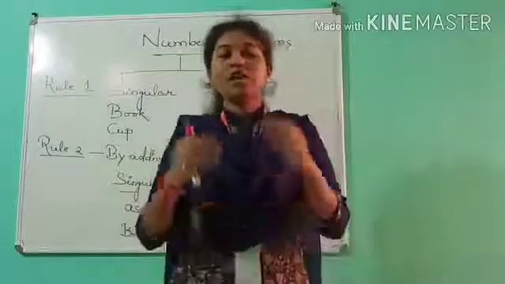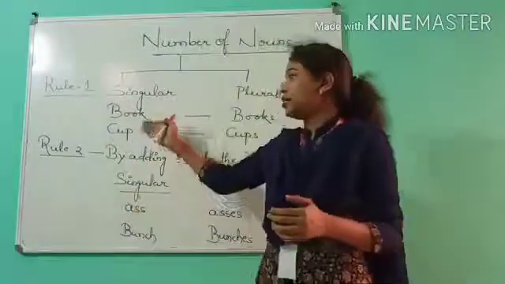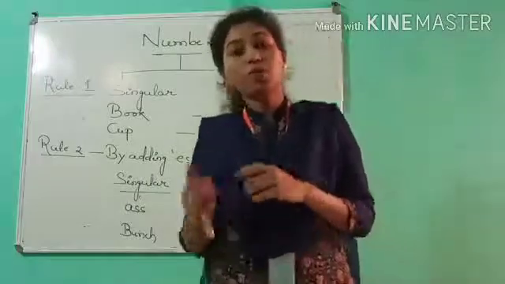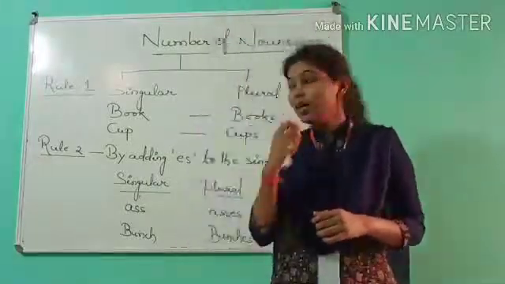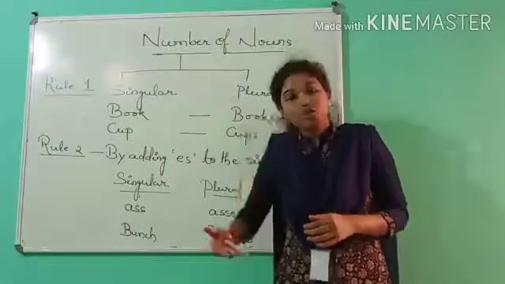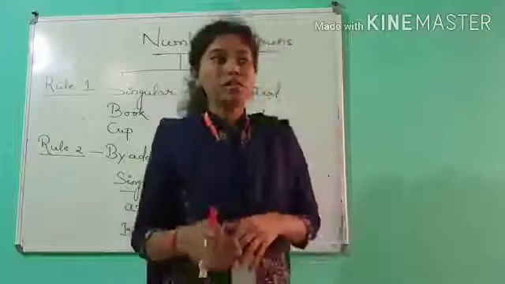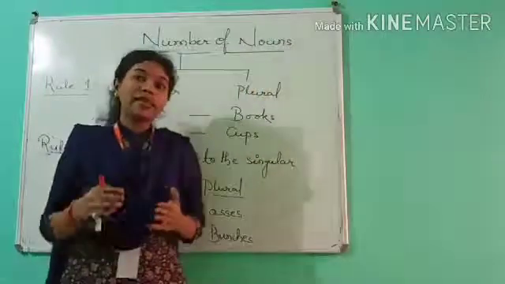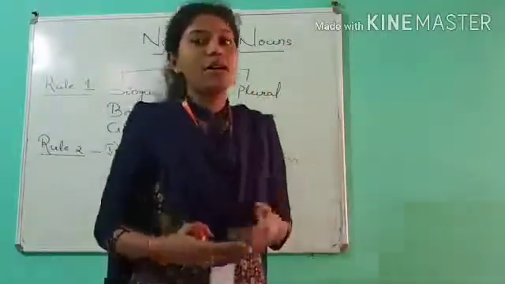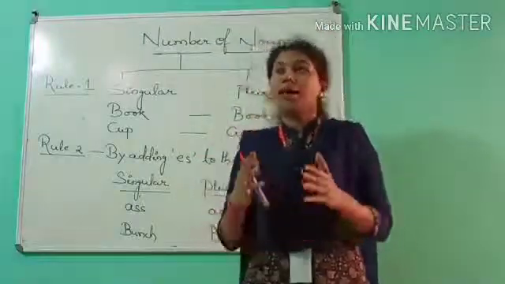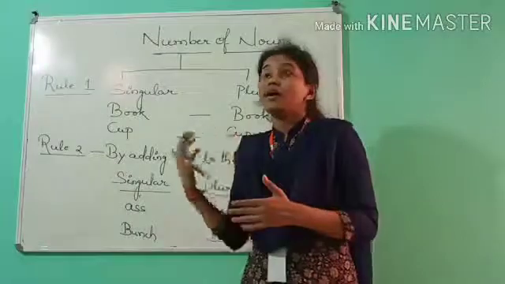For example, if I take the example of book. Book is a single book. I am talking about singular. Book is singular. Now, if I add s to it, it becomes books. That means it is more than one book. Similarly, if I say cup, then if we add s to it, it becomes cups. That is called plural. There are various rules, by adding es to it, by adding s to it.